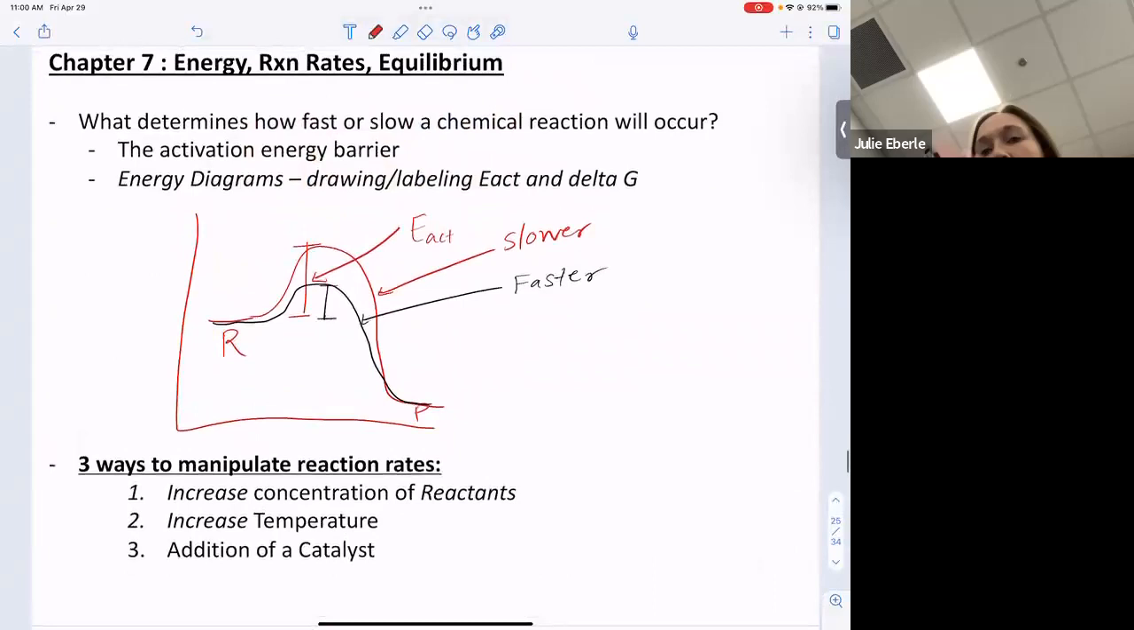So make sure you can look at an energy diagram and label the energy level of the reactants, the products, the activation energy, and the delta G. The delta G is always the difference between the energy level of the reactants and the products. So you want to determine where the energy level of your reactants is, where the energy level of your products is, and the difference between the two is your delta G. Delta G doesn't really have anything to do with the activation energy.